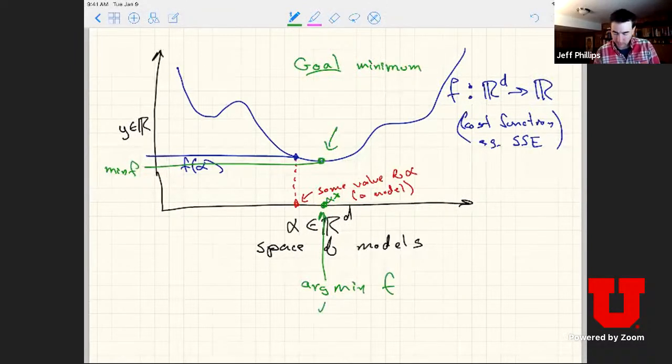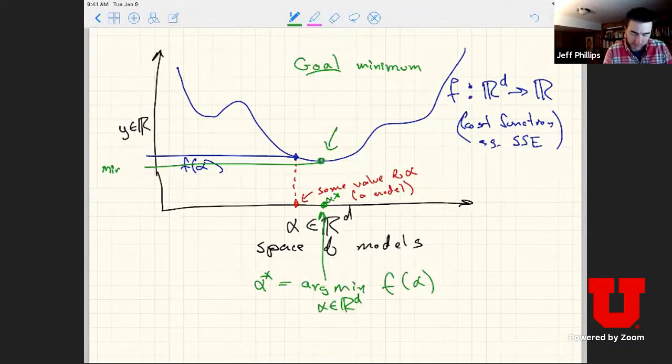And we can think of this as alpha star, the argmin of f of alpha for alpha in R^d, and this as being the min value of f of alpha for alpha in R^d, right? So that's the minimum value of the function. This is the generic setup. We should think of this function f, right?